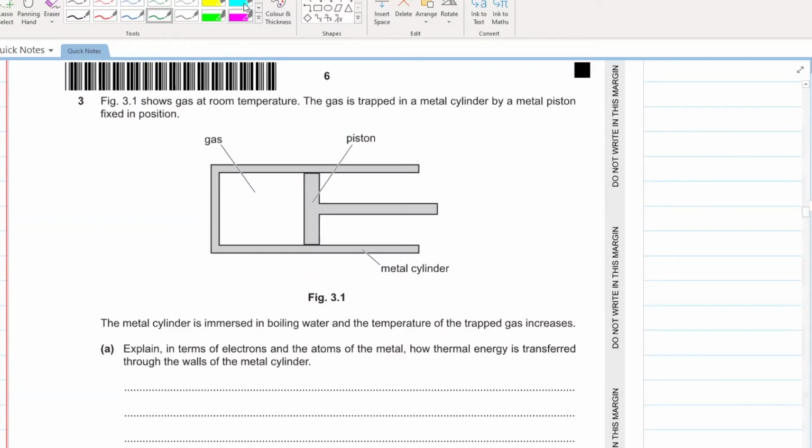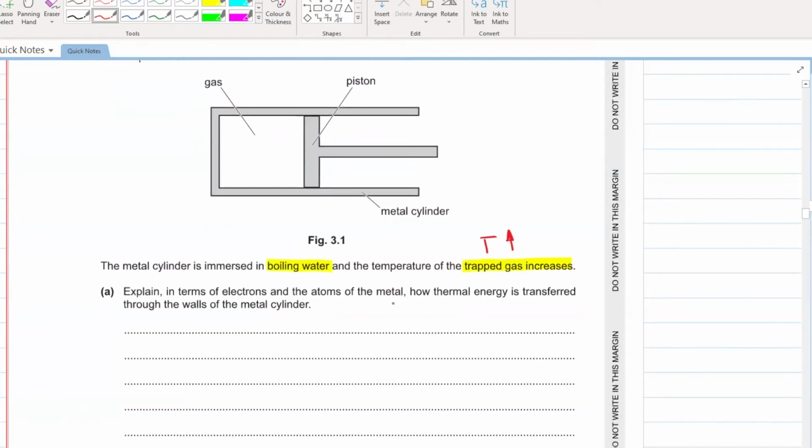Now, figure 3.1 shows a gas at room temperature. Perfect. The gas is trapped in a metal cylinder by a metal piston fixed in position. The metal cylinder is immersed in boiling water and the temperature of the trapped gas increases. Okay, so your temperature is increasing. Explain in terms of electrons and atoms of the metal how thermal energy is transferred through the walls of the metal cylinder. Frequently asked question.